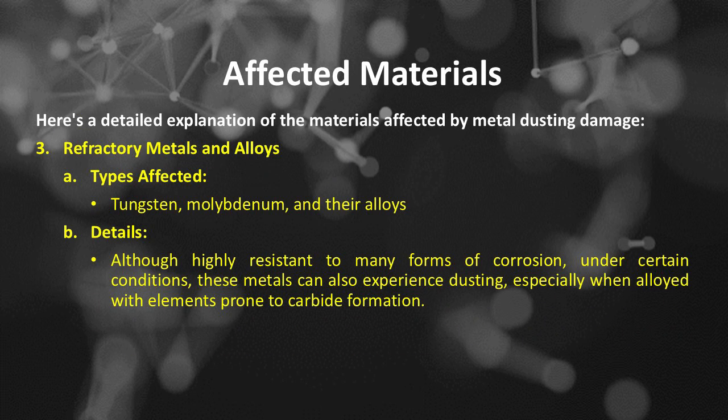Number 3 of materials affected by metal dusting damage is refractory metals and alloys. Types affected are tungsten, molybdenum, and their alloys. Details: although highly resistant to many forms of corrosion, under certain conditions these metals can also experience dusting, especially when alloyed with elements prone to carbide formation.